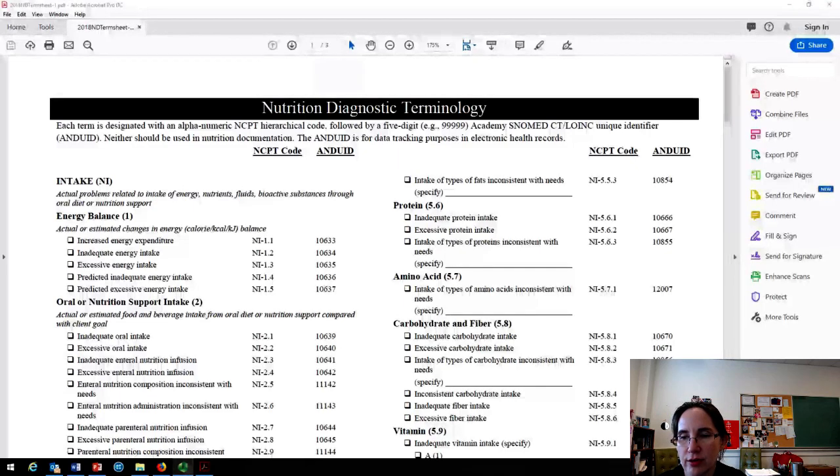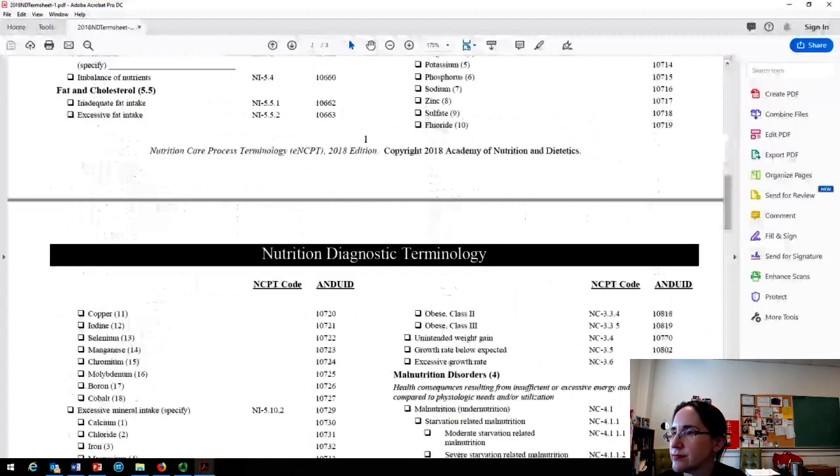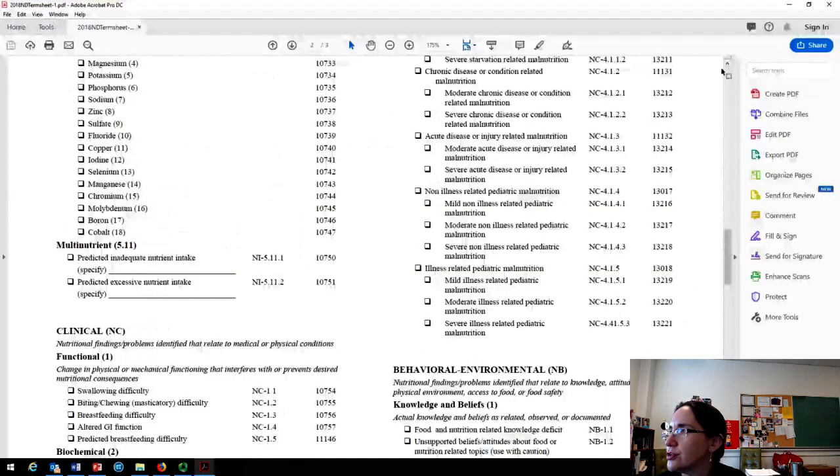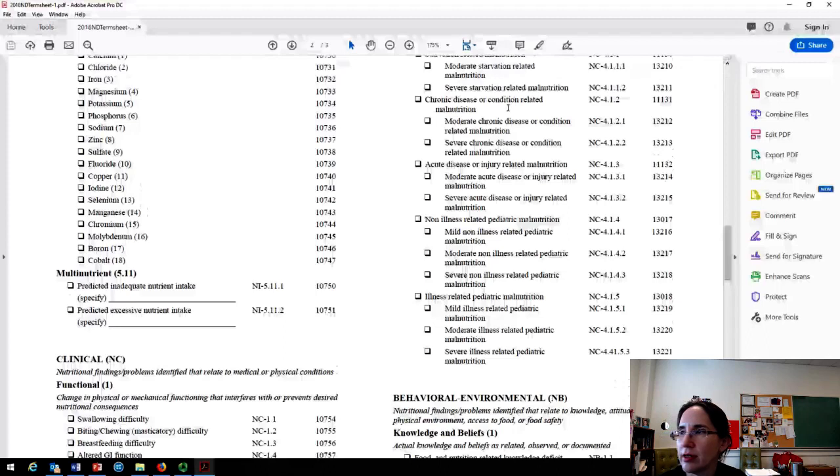Let's go down to our malnutrition diagnoses if we can. Let's see. Yeah, under clinical, you could find chronic disease or condition related malnutrition, etc. So it's important that you use the exact terminology.